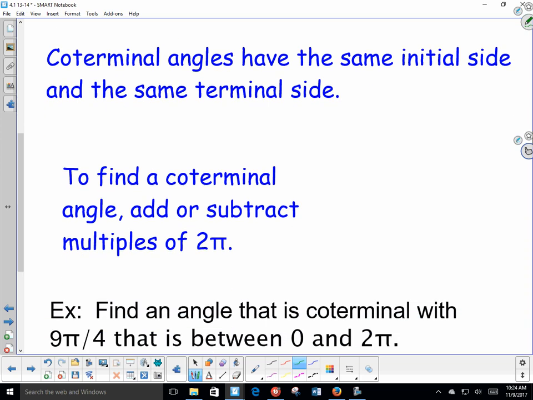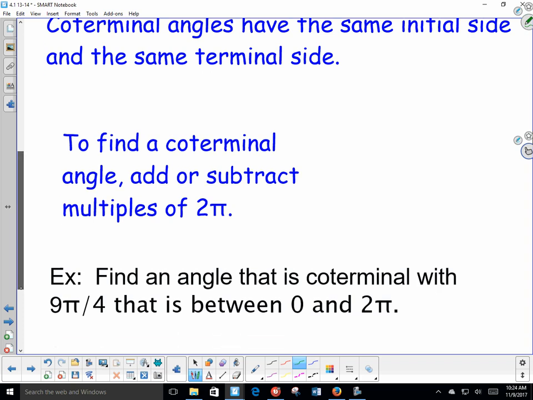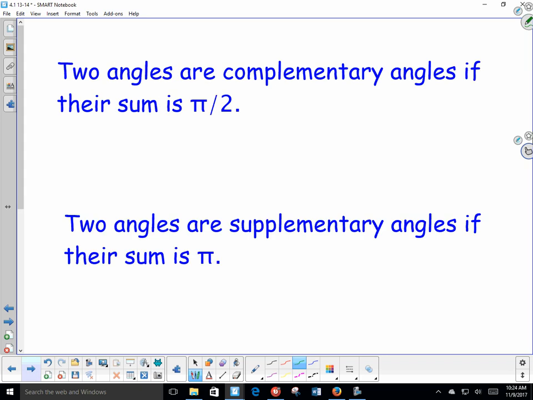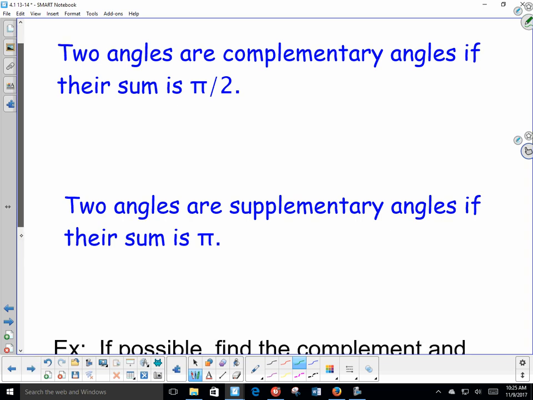Coterminal angles have the same initial side and the same terminal side. To find a coterminal angle, you're going to add or subtract multiples of 2 pi. These examples were on the video of how to find coterminal angles. 2 angles are complementary if their sum is pi over 2. 2 angles are supplementary if their sum is pi. There were examples of that on the video.